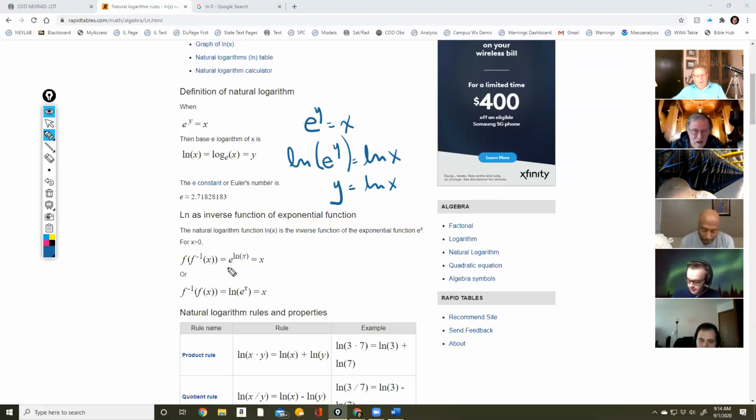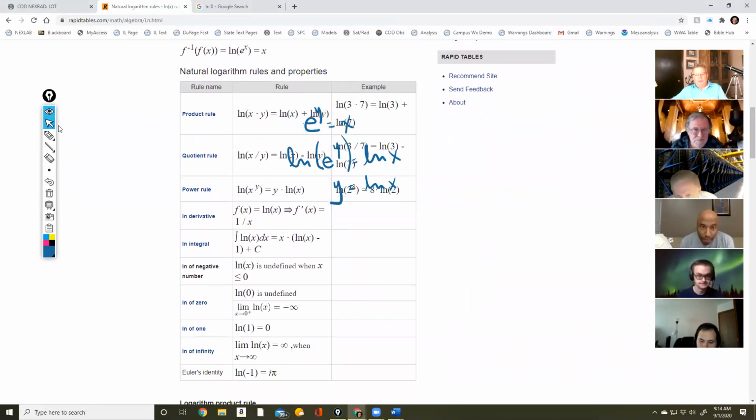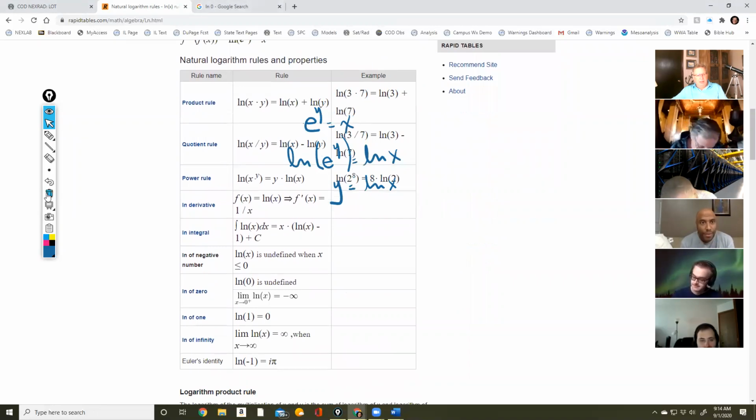We don't need to worry about that. Let's go to these rules here. I would suggest that maybe you could cut and paste this, or take a look at this, but these are just going to be something that you need to know. The product rule: the natural log of two numbers multiplied is just the sum of the natural logs.